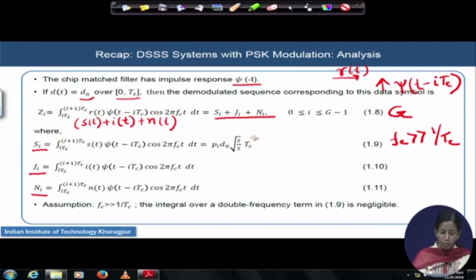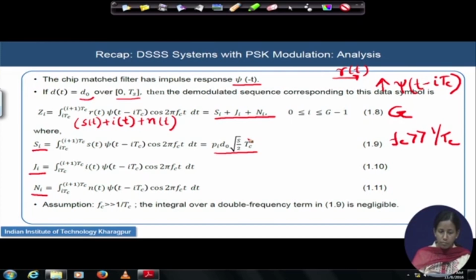If we proceed a little bit by avoiding those higher order terms, we will end up with pi d0 square root of S by 2 Tc. We have seen this expression earlier, and I explained how we arrived at it in an earlier module. So, we will proceed with the consideration that this integration will boil down to pi into d0, where pi is the value of the ith chip, d0 was the transmitted signal, S is the power associated with the transmitted signal, and Tc is the chip duration.